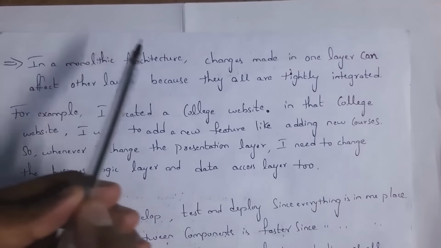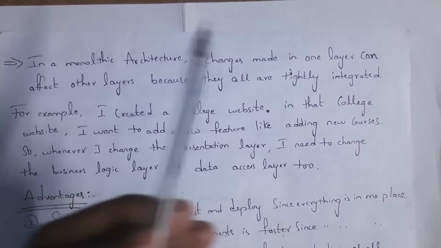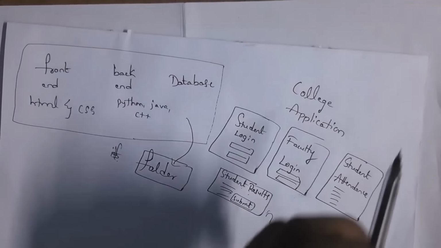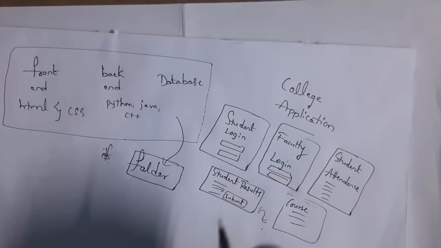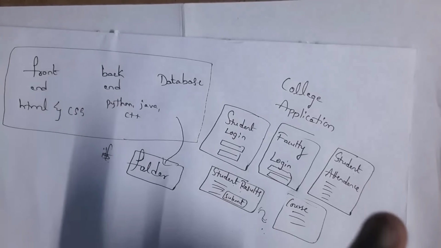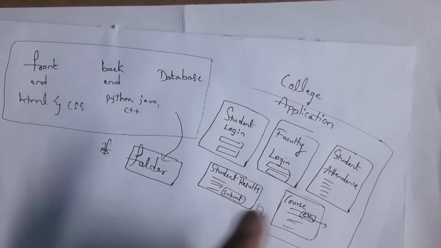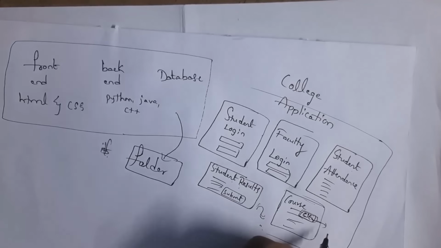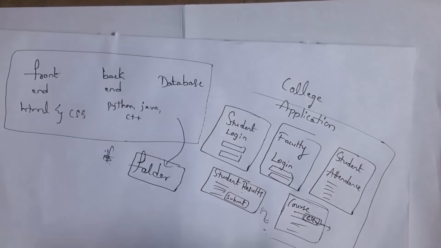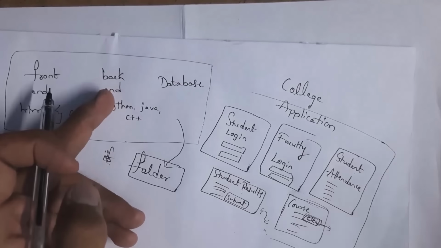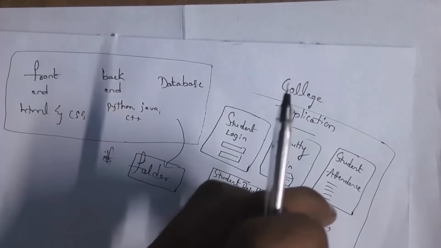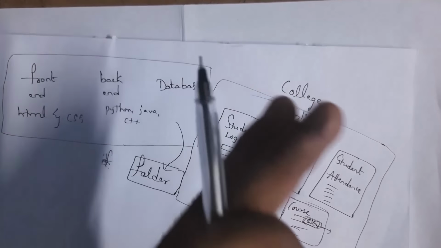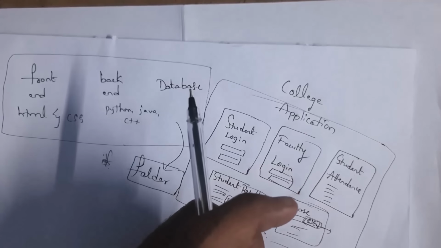In a monolithic architecture, changes made in one layer can affect other layers because they are tightly integrated. Guys, I will give one example. For example, I created a college application. In this college application, I want to add a new feature, like a new course page. For example, in this course page, whenever I click on the CSC button, automatically it should display all subjects related to CSC. So again, I need to write code in the backend by using a programming language like Python, Java, and so on. And again, I need to connect this course page to the database. So in monolithic architecture, whenever you change one layer, then you need to change the remaining layers too.